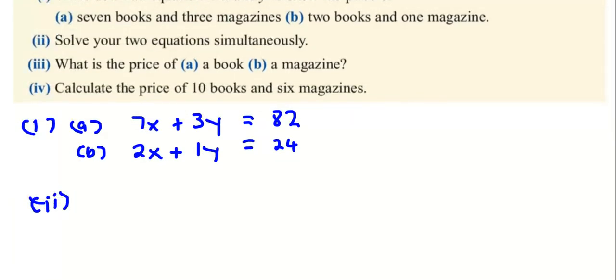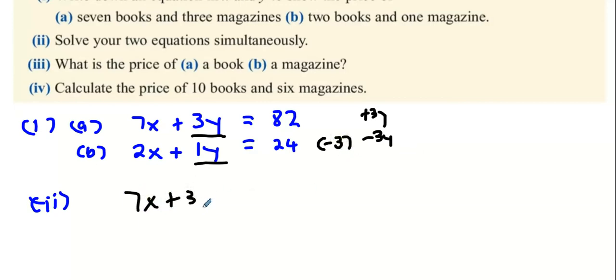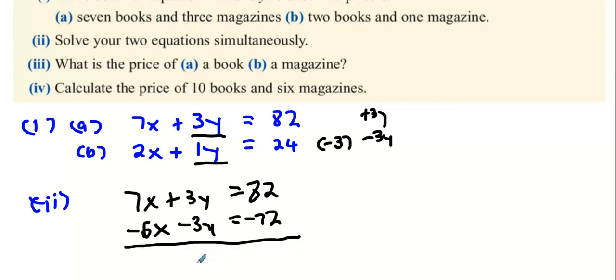So we're going to do the same stuff here. What number will get rid of 3y using 1y? Well, if I had a plus 3y here and a minus 3y here, I'd be in business. So I'm going to multiply the bottom equation by minus 3. And let's see what will happen. Multiply minus 3 by 2x, you get minus 6x. Multiply minus 3 by 1y, you get minus 3y. Minus 3 times 24 is minus 72. Add across, and you get 1x equals 82, take away 72, which is x equals 10.